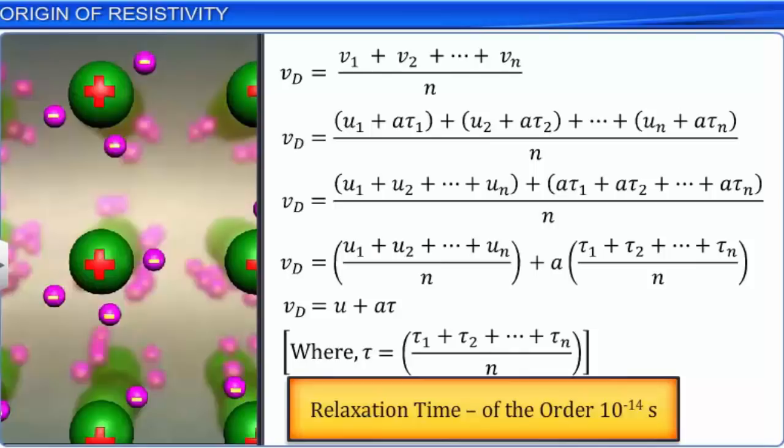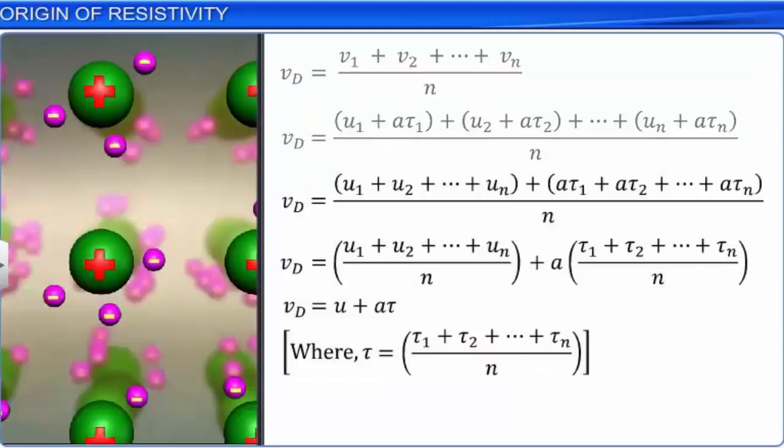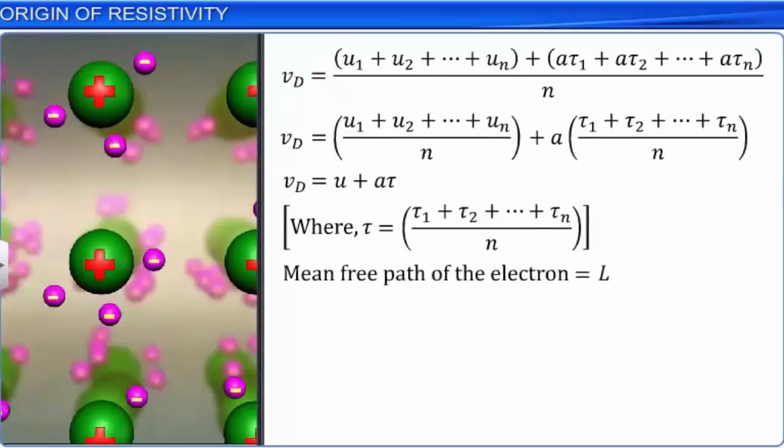The mean distance travelled by the electron during the relaxation time is called the mean free path. Let L be the mean free path of the electron. Then we get L is equal to drift velocity vd into relaxation time tau. Hence, we get vd is equal to L by tau. Let this be equation 3.